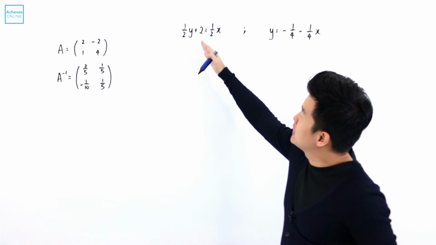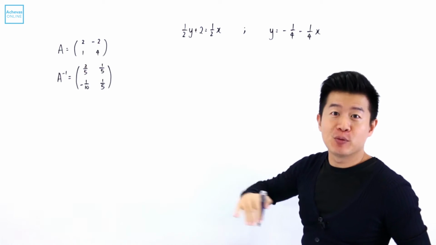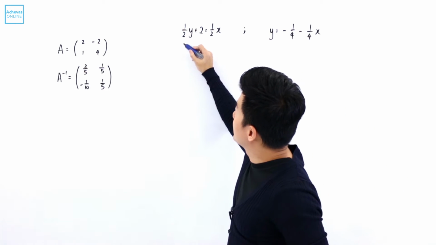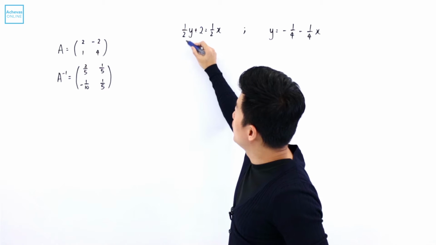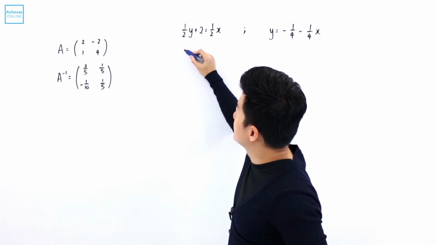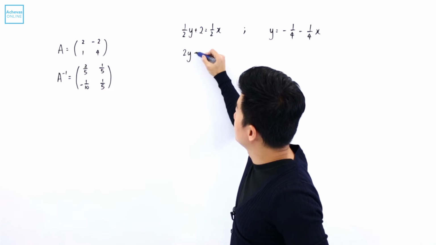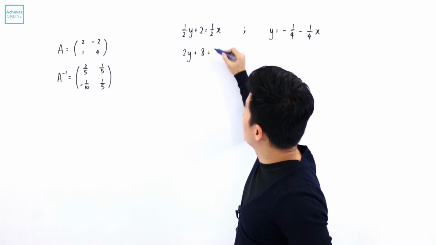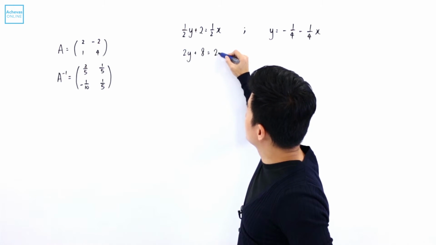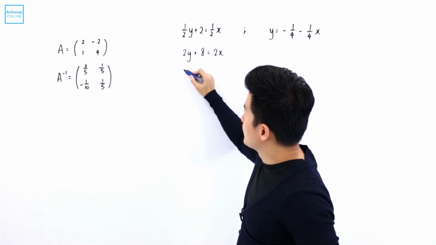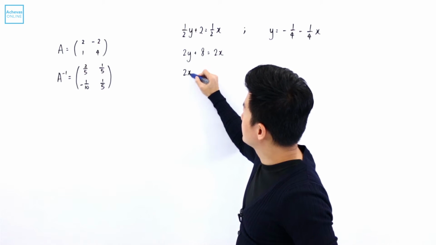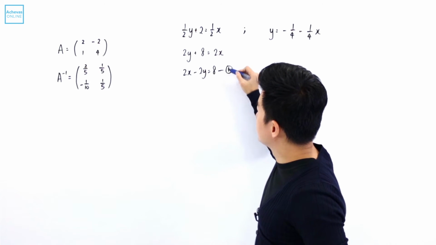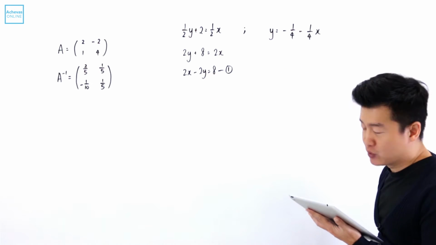So what I'm going to do is take this equation here and multiply throughout by 4. If I multiply throughout by 4, this is going to become 4 times this, it is going to be 2y. 4 multiplied by this, it is going to be 8. And 4 multiplied by this, it is going to be 2x. I'm going to rewrite it as 2x minus 2y is equal to 8.